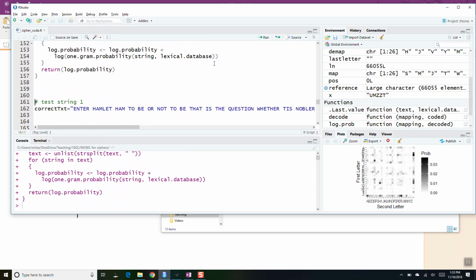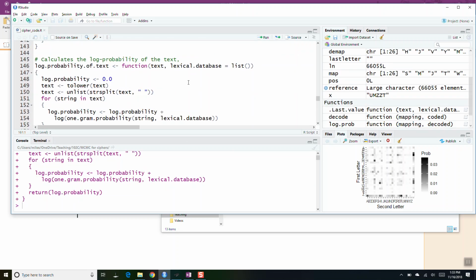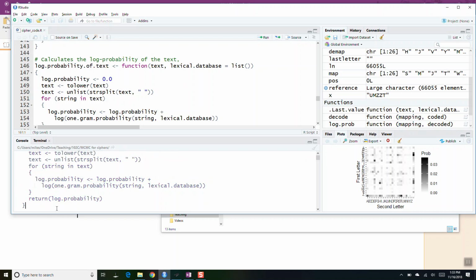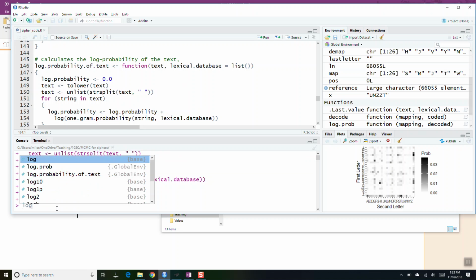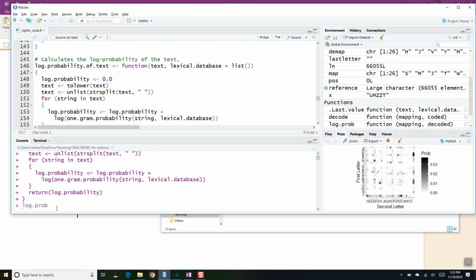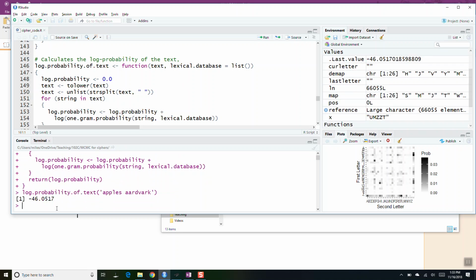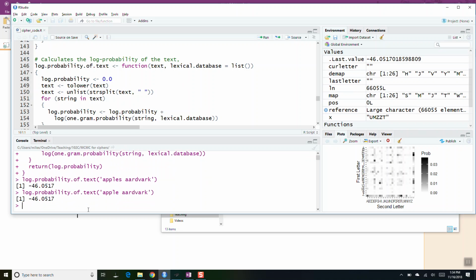Okay. And then anyway, log probability of text. Basically, that takes a text string, and then it splits it up, right? So we've got apples and aardvark, and it says, okay, your score here is going to be this. Whereas if I put in apple and aardvark, it's this, but apple jika jika jika, two nonsense words.